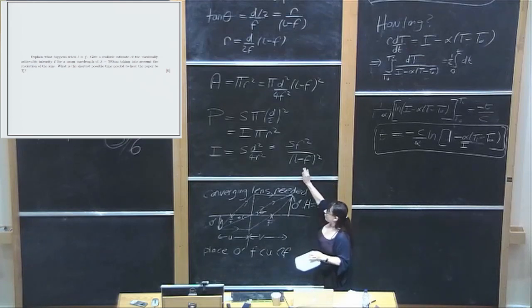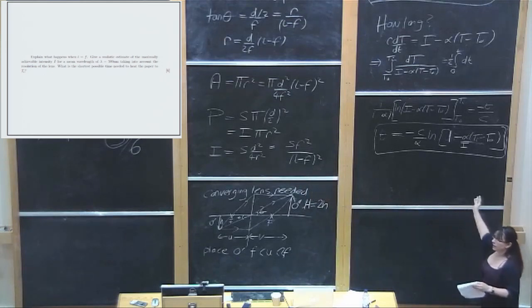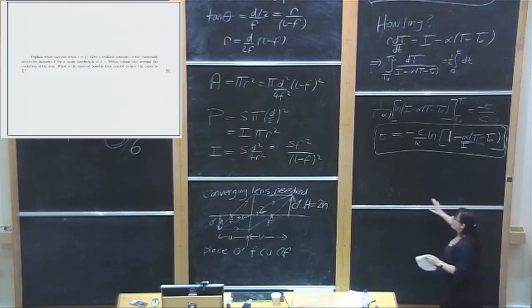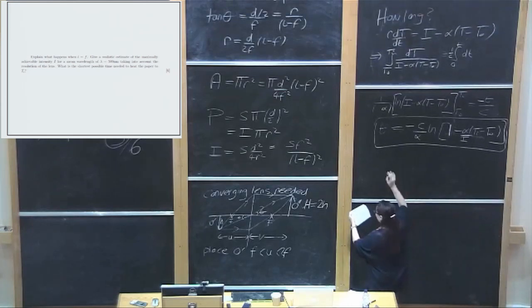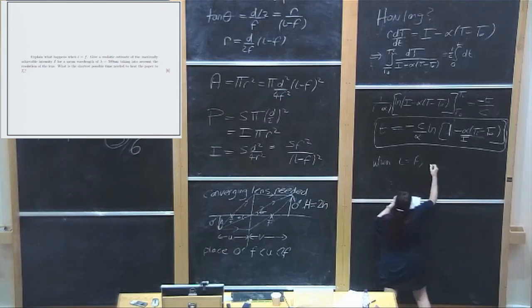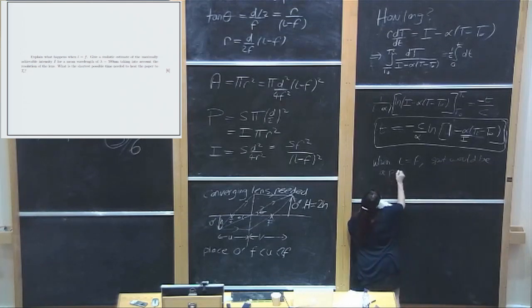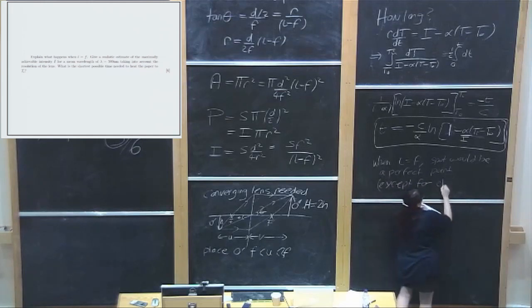But if L equals F, according to this purely geometric optics model, we would get an intensity of infinity, right? The paper would burn immediately. So write some words to that effect. Or in fact, I will. Right, so when L equals F, the spot would be a perfect point or an infinitesimal point, except for diffraction effects, right? Which is obviously what this part of the question is leading you to.